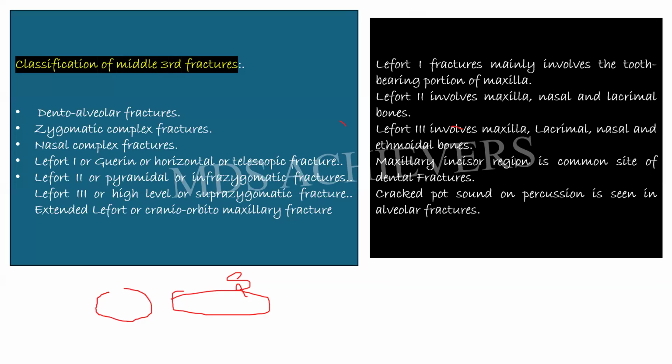The maxillary incisor region is a common site of dental fractures, and a cracked pot sound on percussion is seen in alveolar fractures. Much more frequently, whenever the patient is doing sports or any kind of activities, the maxillary incisors are the ones that are going to undergo fracture.